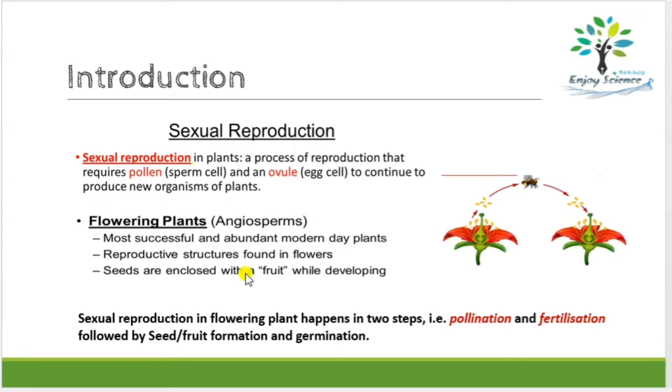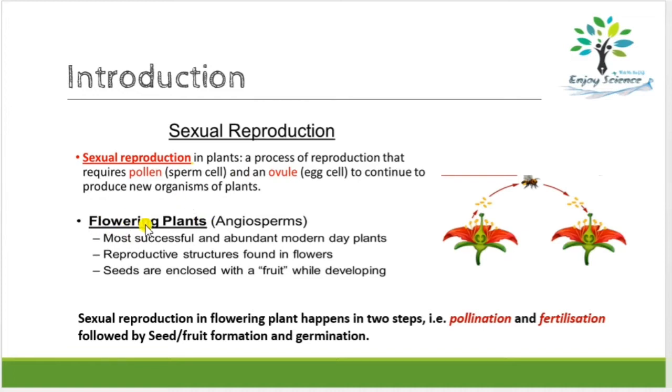As we all know, sexual reproduction involves the fusion of gametes. If you remember the difference between sexual and asexual reproduction, in asexual reproduction there is no involvement of gametes, but in sexual reproduction there is involvement of male gametes and female gametes. Likewise, in sexual reproduction in plants there is a fusion of two gametes: the male gamete or sperm cell, which is formed in pollen grains, and the female gamete, also called the egg cell, which is found in the ovule.